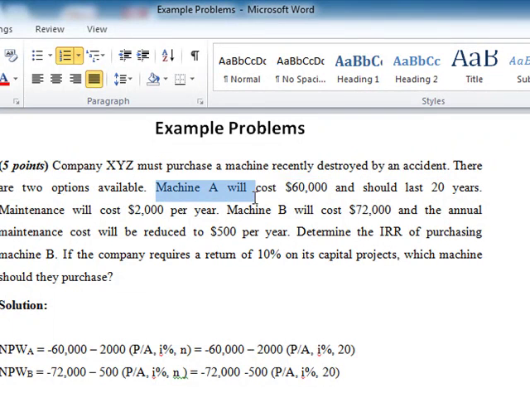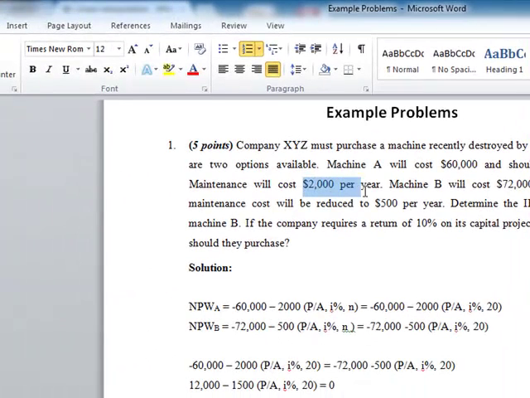Machine A will cost 60,000 and this machine should last 20 years. The maintenance cost of this machine will be $2,000 per year. So the first option is machine A. The initial cost is $60,000 and maintenance cost is $2,000 per year. The second option is machine B.